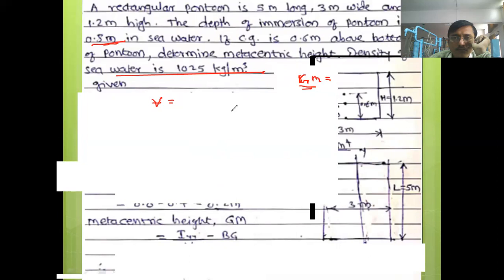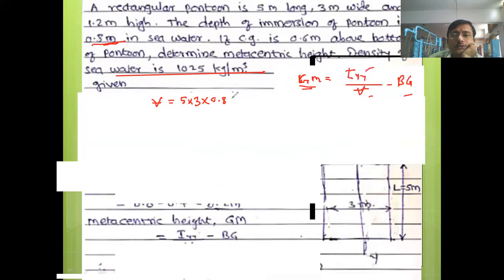12 meter cube. 12 meter cube. How did it come? 0.8 into 5 into 3. Okay, 5 into 3 into 0.8. 5 into 3 into 0.8 is equal to 12 meter cube. Correct. See here, other students, how she found this volume, 12 meter cube, volume of the water displaced by the object.